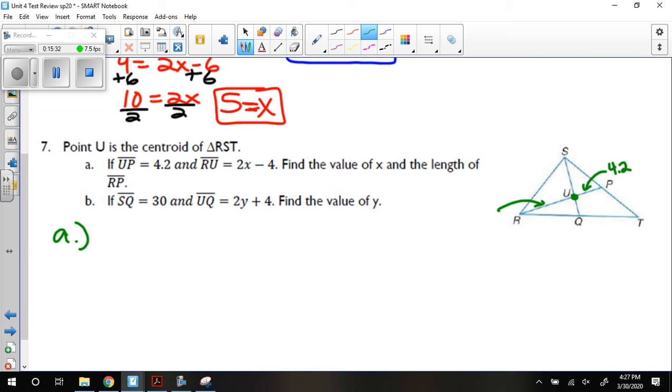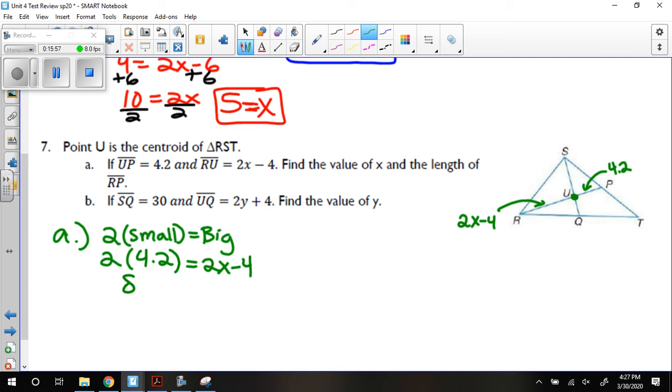Okay, so for part A, you are told UP, this piece, is 4.2, and RU, this piece, is 2x minus 4. Okay, so we know that 2 times the small piece is going to equal the big piece. So 2 times that 4.2 is equal to the big piece, which is 2x minus 4. So this is 8.4 equals 2x minus 4. Can add our 4. So that would be 12.4 equals 2x. Divide by 2.